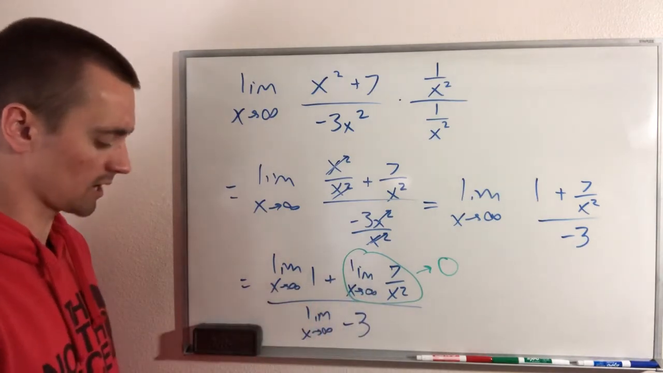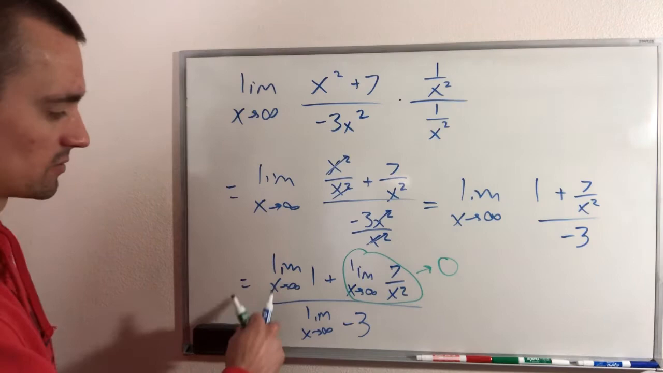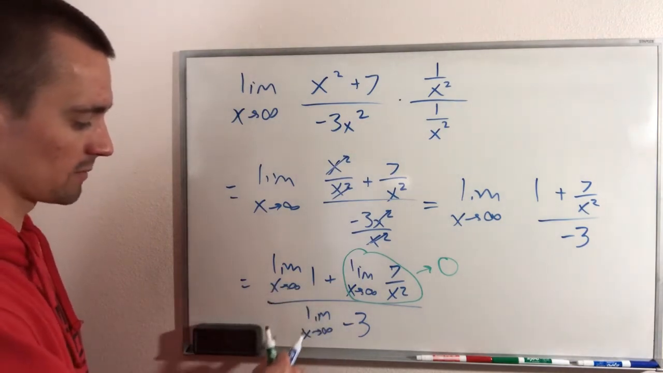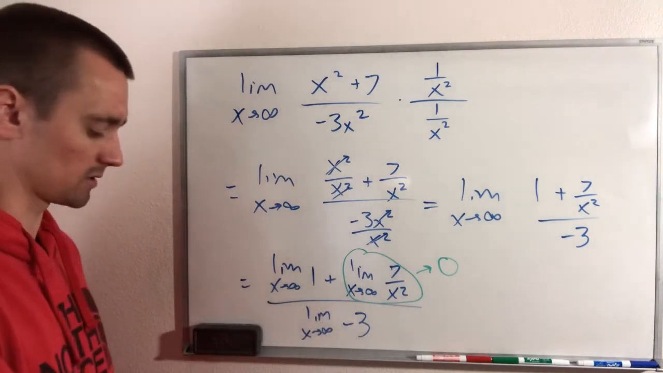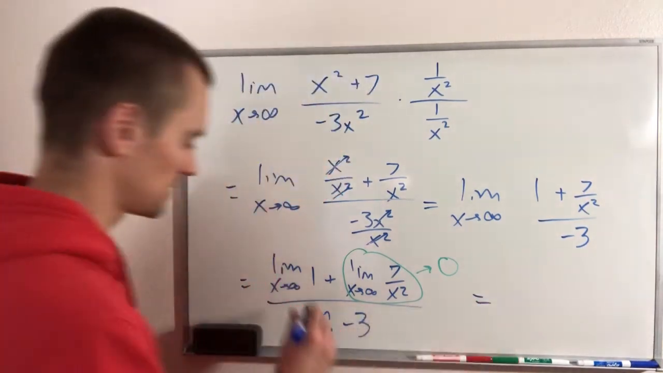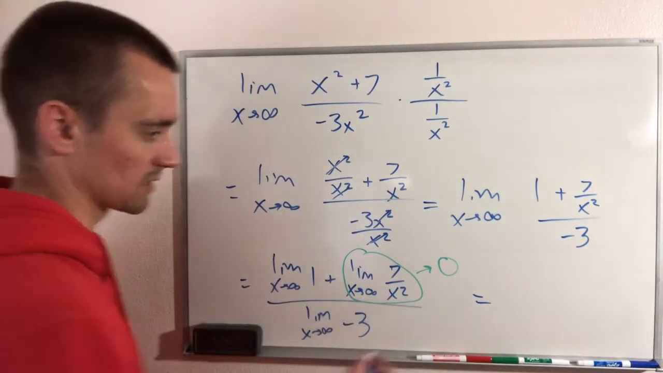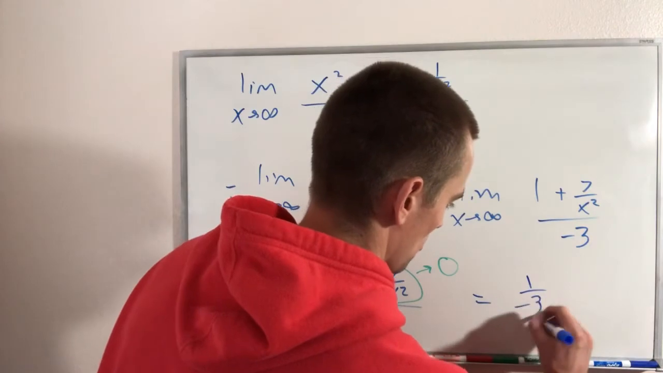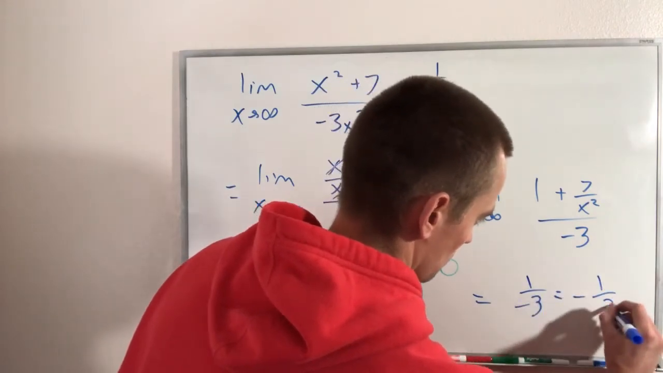So now all we really have is the limit as x goes to infinity of some constant divided by the limit as x goes to infinity of some other constant. So this is just going to give us this constant divided by this constant. 1 over negative 3, which is just negative 1/3.